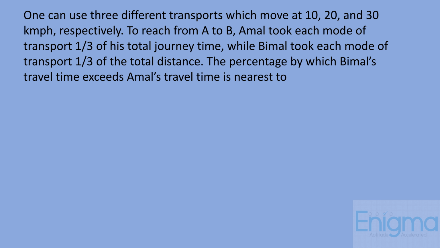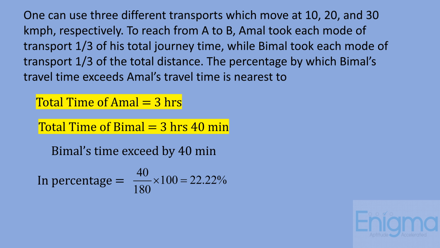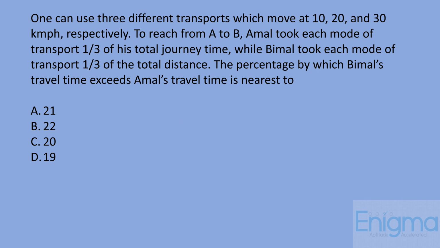So now we have total time required for Amal as 3 hours and total time of Bimal as 3 hours and 40 minutes. That means the total time of Bimal exceeds by 40 minutes. Now we have to find this in terms of percentage. So we can write it down as 40 upon 180 into 100, which comes out to be 22.22%. So the answer to this question will be Bimal's time exceeds Amal's travel time by 22.22%. We want the nearest integer, so the answer will be 22.